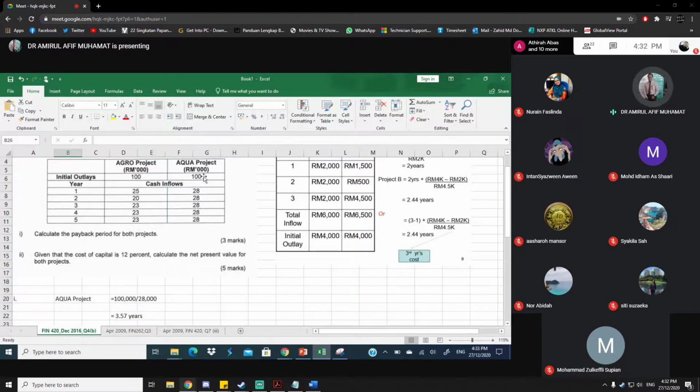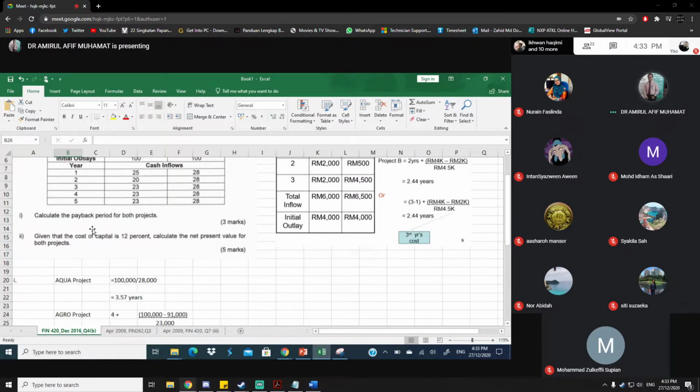Let's say for the agro project, for example, first year 50,000, second year 50,000, and then the third year, let's say the amount is, as what you can see, 23,000 for the rest of the 3 years. So basically, first year plus second year, you already got 100,000. So should you add up with the third year? No, you don't have to.